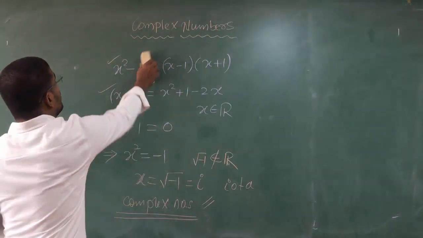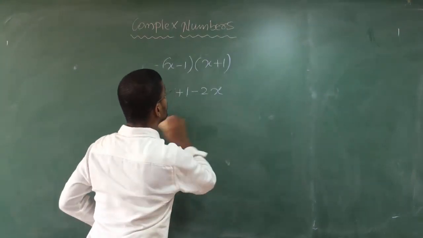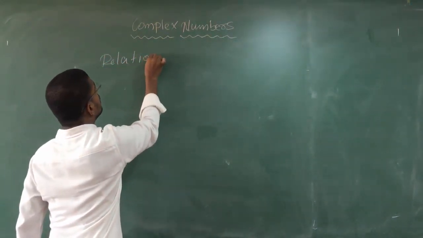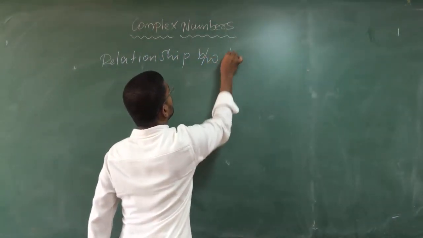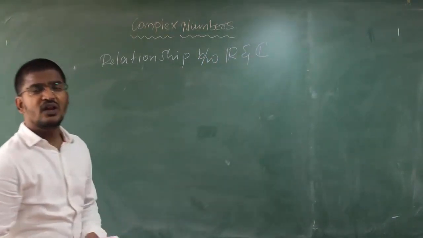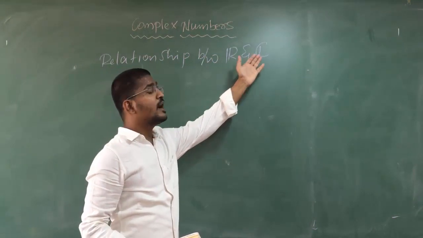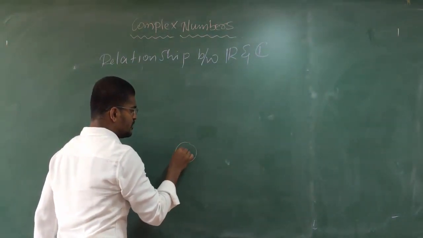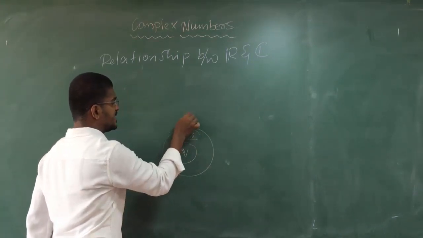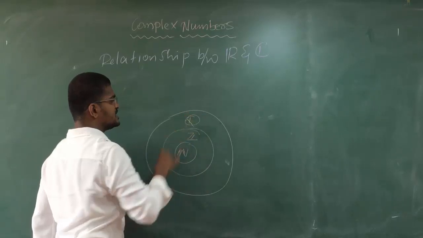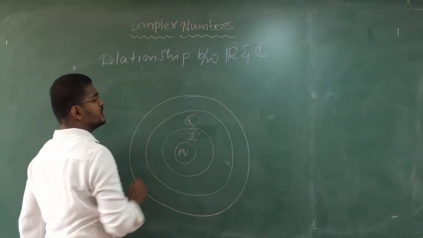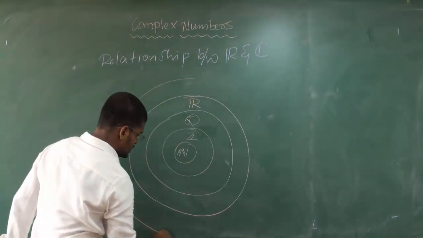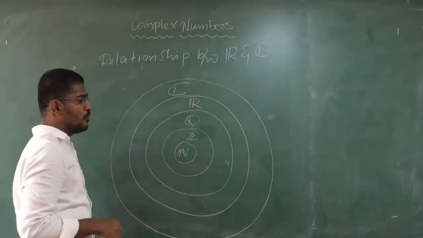Clear? Okay. Next, let us see the relationship between real number set and complex number set. As we all know, this is the natural number set. This will be the integer set. This will be your rationals. Next, this will be your real numbers. Clear? Next, if we go for complex, this set is going to be complex numbers.